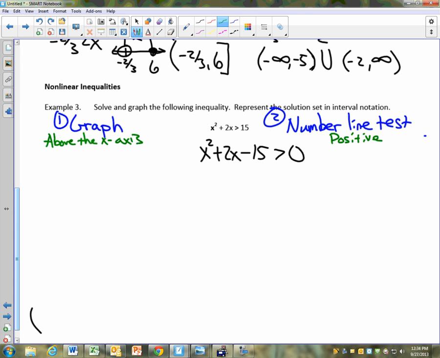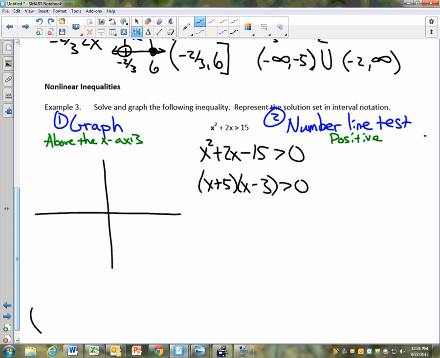So we're going to do the easy part today. We're going to sketch the x and y axis here. And I'm going to find the solutions to this as though it was equal to 0. So this is going to factor to x plus 5 and x minus 3 is greater than 0. So what are my solutions to that? Negative 5 and positive 3. So I'm going to plot negative 5 and positive 3. And just for good measure to keep things in order, should I put open or closed circles?